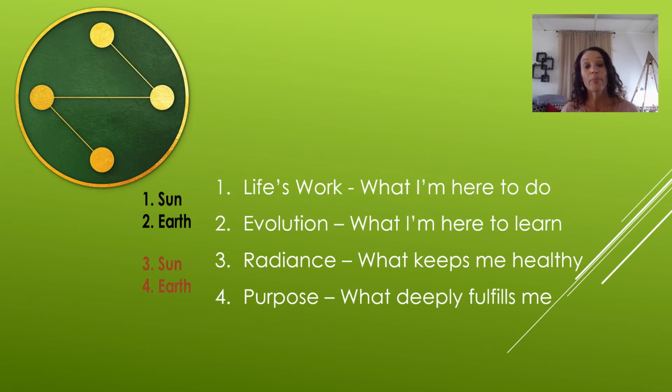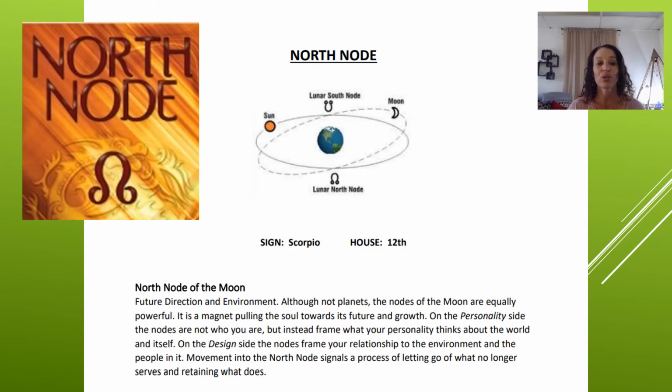So your number 1 is going to be your life's work, what you're here to do, and then the earth in your personality is your evolution, what you're here to learn. Then it moves into the sun on your design side, which is your radiance, what keeps you healthy. And then the 4 is your purpose, what deeply fulfills you. So you will actually find a page right on your PDF report that goes through each of those in depth. And that takes us now into the North Node.